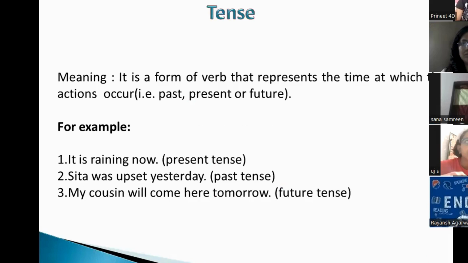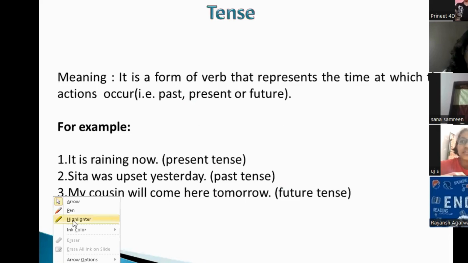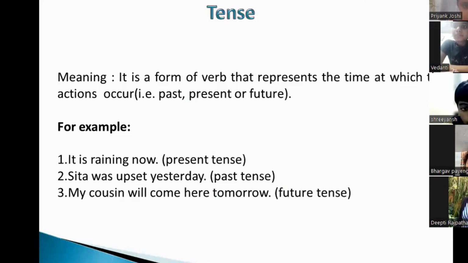We'll begin with the topic. So what is the tense? It is a form of verb that represents the time at which the actions occur.